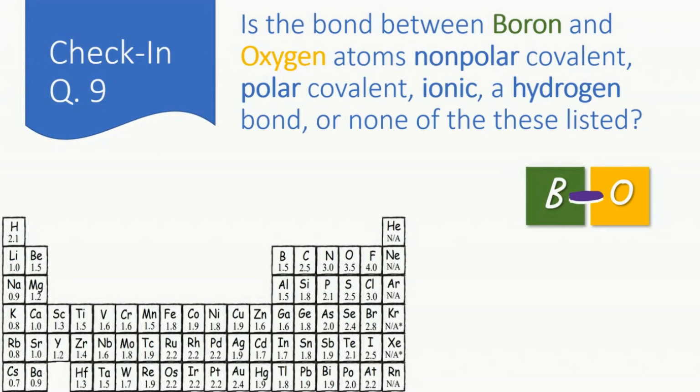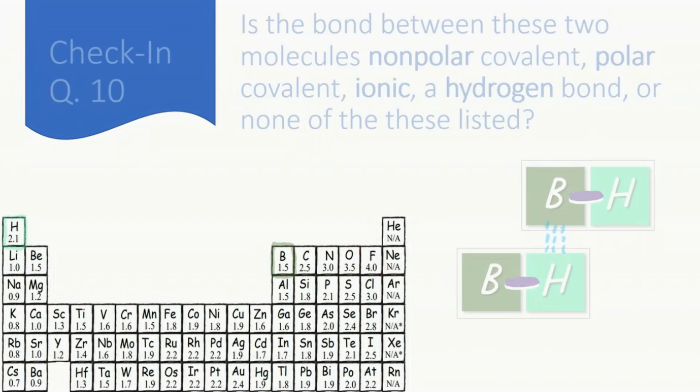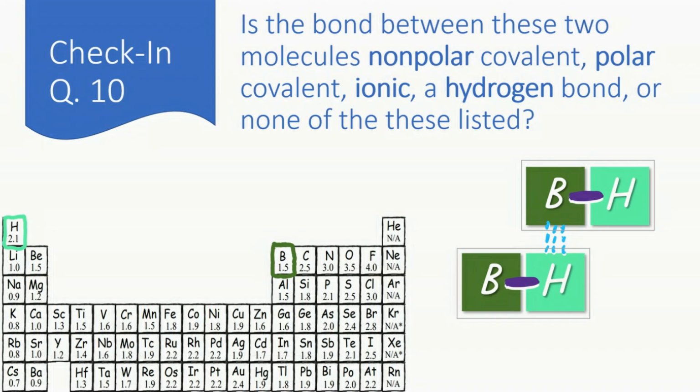Now, let's move on to our check-ins. So keep in mind this is check-in number 9, so make sure that you're looking at number 9 on your assignment. Is the bond between boron and oxygen atoms nonpolar covalent, polar covalent, ionic, a hydrogen bond, or none of these listed? For clarification, here is boron and here is oxygen. Number 10. Is the bond between these two molecules nonpolar covalent, polar covalent, ionic, a hydrogen bond, or none of these listed?